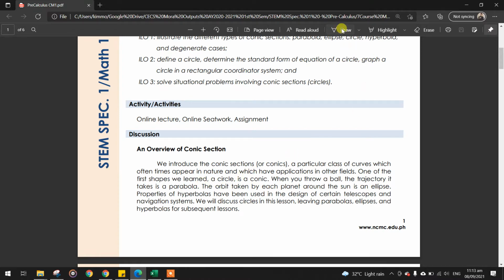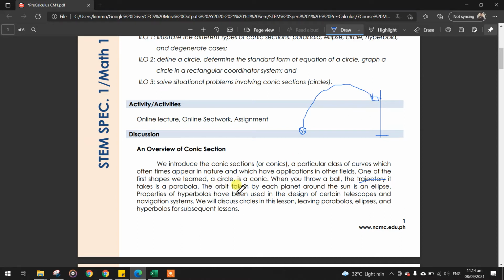So if you throw a ball, for example, I will draw here. For example, here is the ball. If you throw it toward the ring, there is a trajectory. So this is the trajectory. It forms a parabola. Okay? So this is an example of a parabola, the trajectory of your thrown ball.